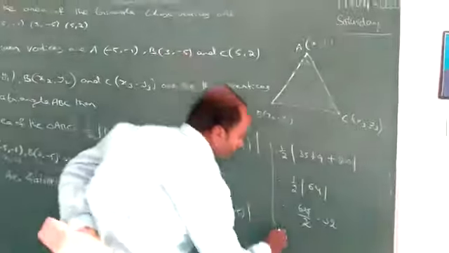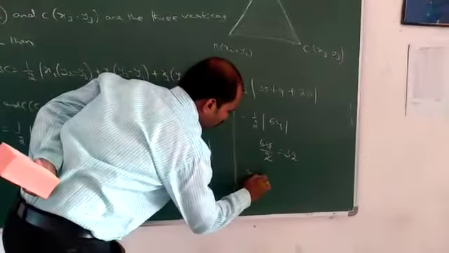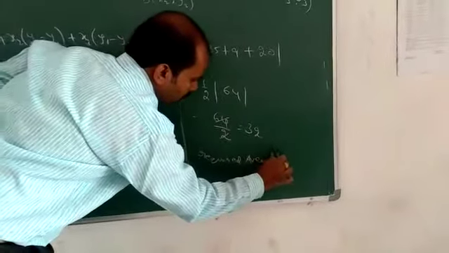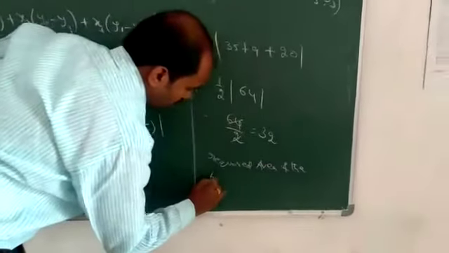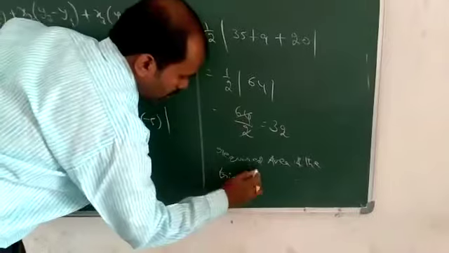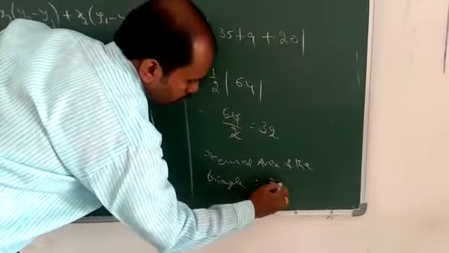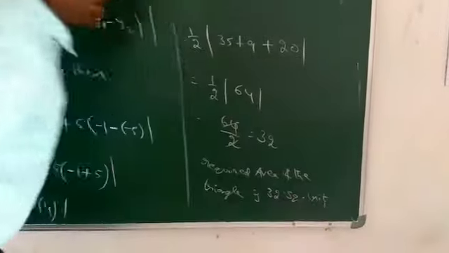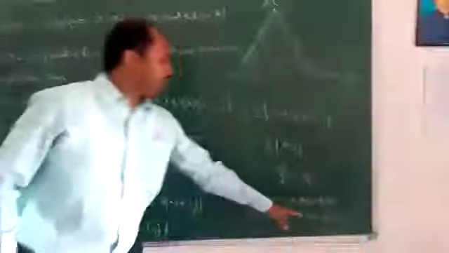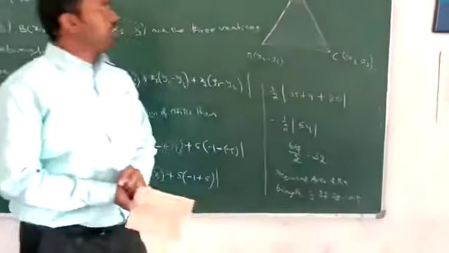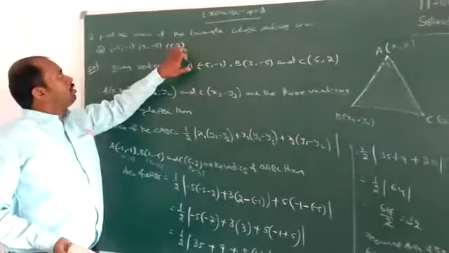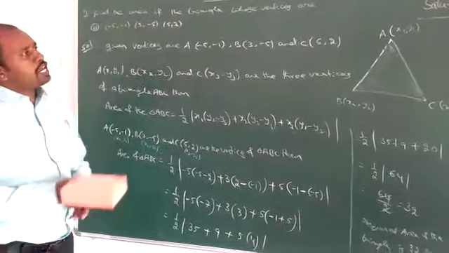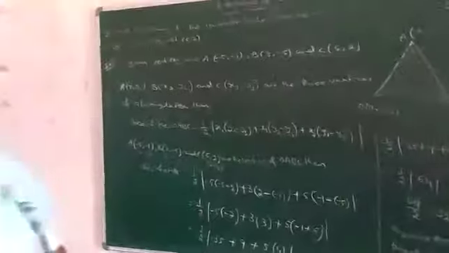Now you write the required area of the triangle is 32 square units. Area you write in square units. That is the second bit only. First problem, second bit. The same model applies to the first bit and the third bit.